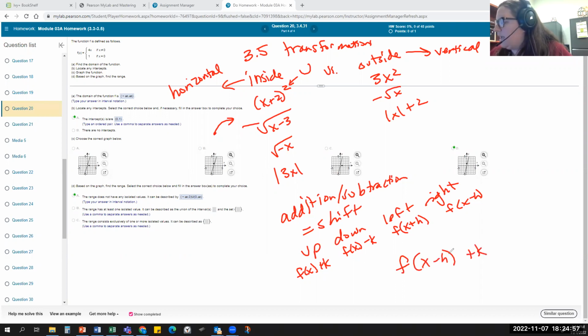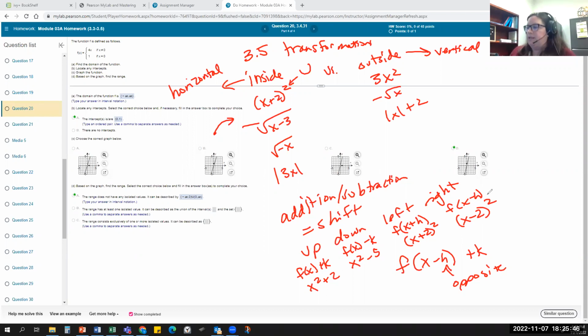Now, what you'll sometimes see is something like f of x minus h and then plus k. So the minus h tells you that basically you're doing the opposite. If you're just looking at addition, you would probably think that would be right rather than left. So we have that kind of opposite behavior when it's inside. So sometimes that'll be represented by actually making it be a minus. Think of it like this: x squared plus 2 would be a shift up. X squared minus 5 would be down. X plus 2 squared would be left. X minus 2 squared would be right. But sometimes with the generalized form, they'll just do it as a minus on the inside.